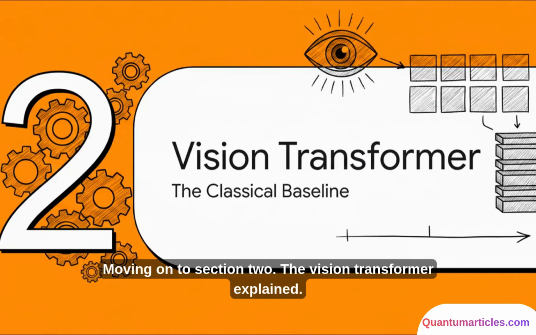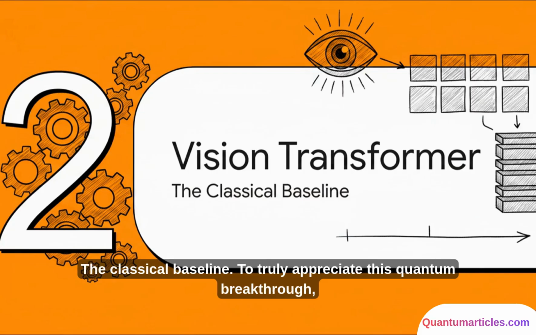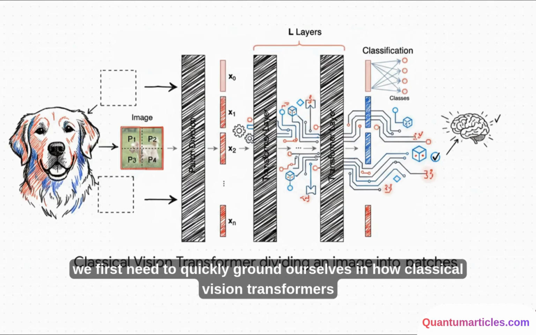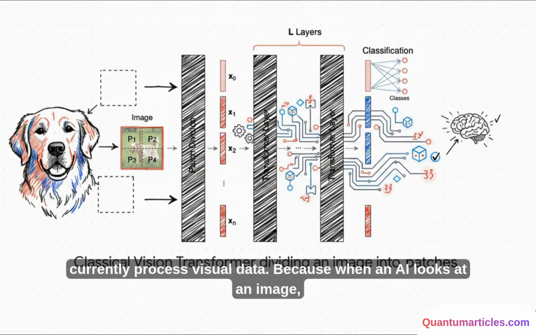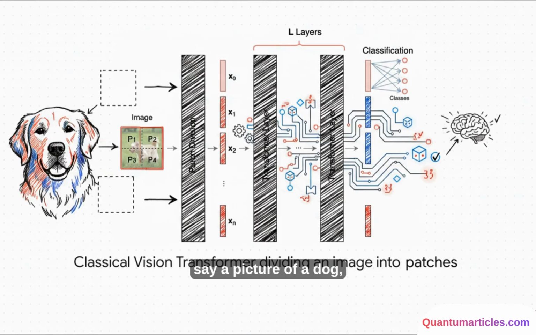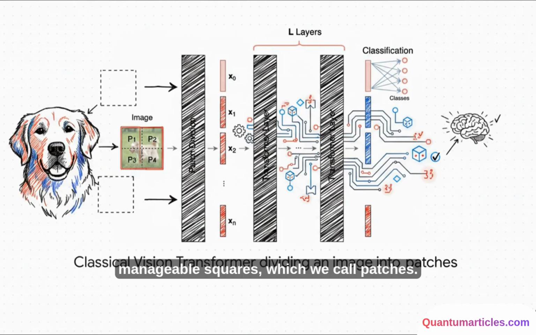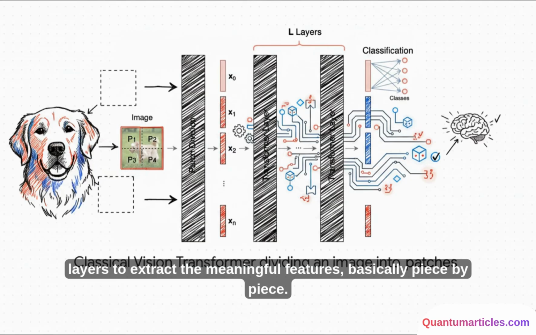The vision transformer explained, the classical baseline. To truly appreciate this quantum breakthrough, we first need to quickly ground ourselves in how classical vision transformers currently process visual data. Because when an AI looks at an image, say a picture of a dog, it doesn't just swallow the whole picture at once. Instead, it pre-processes it by dividing the image up into small, manageable squares, which we call patches. Those patches are then fed through several transformer layers to extract the meaningful features, basically piece by piece.